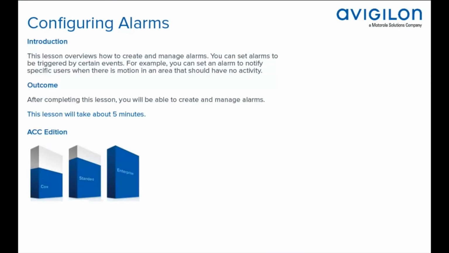This lesson overviews how to create and manage alarms. You can set alarms to be triggered by certain events. For example, you can set an alarm to notify specific users when there is motion in an area that should have no activity. After completing this lesson, you'll be able to create and manage alarms. This feature is available in these editions of ACC software.